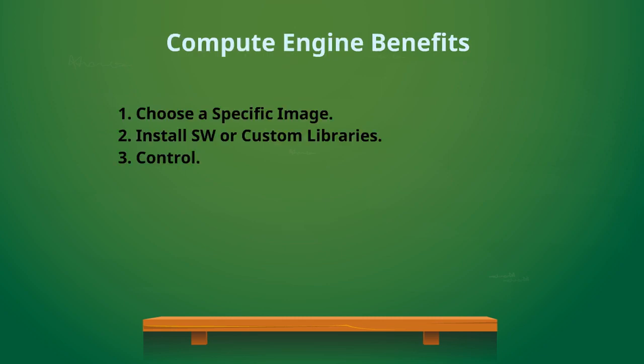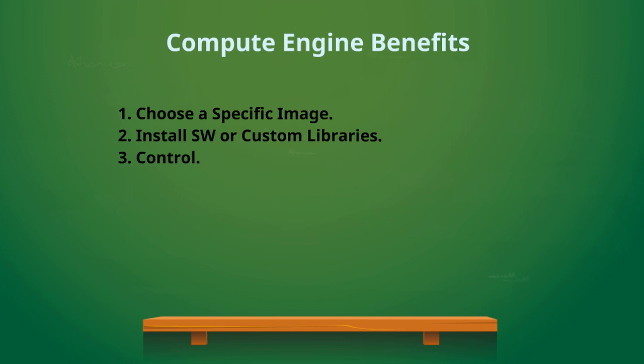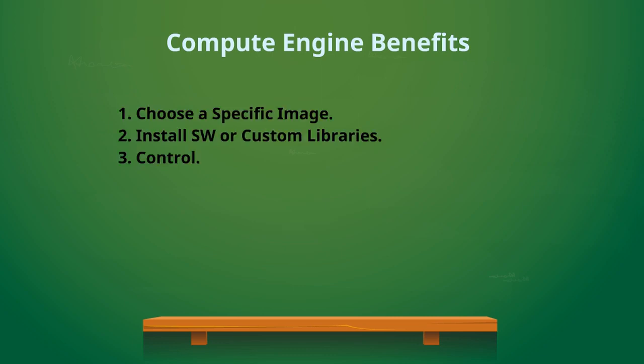So now let's take a look at Compute Engine. If you remember from my previous videos, Compute Engine is essentially an IaaS, so it allows you to create your infrastructure. So briefly, if we look at why you would want to use Compute Engine, well, first of all, you can choose specific images to run on your instances, which you wouldn't be able to do if you don't use Compute Engine. The second is that you get to install your own software, the software that you want, or custom libraries. You also get to control who uses your resources.